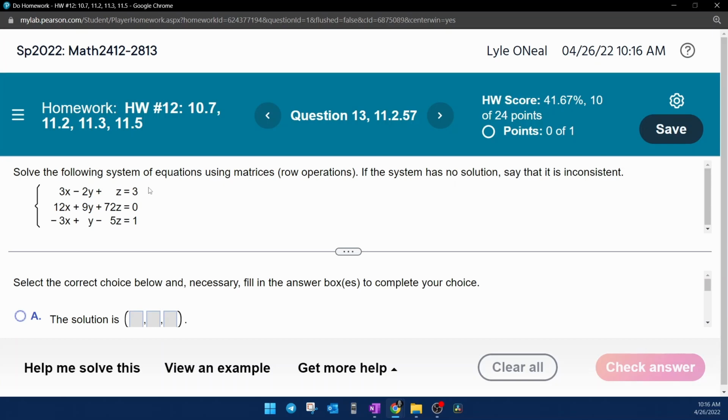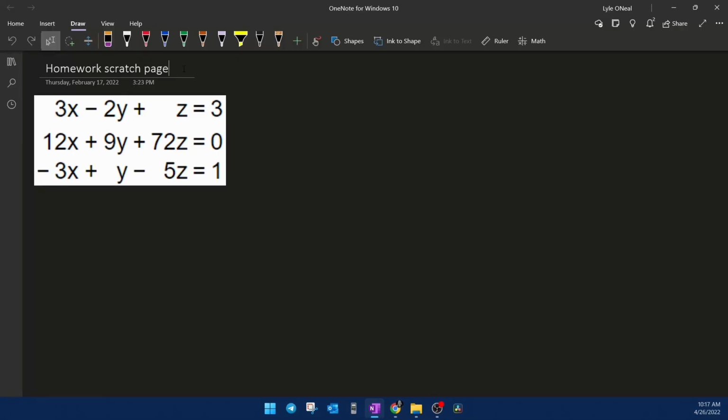And so the first thing we're going to do is copy and paste our equations into our scratch work and get started. Again, if you can see, I was lazy and I just copied and pasted that over into the scratch work. And the first thing we need to do is convert this system of equations into an augmented matrix. So taking the first row, we're going to have 3, -2, 1, and 3.